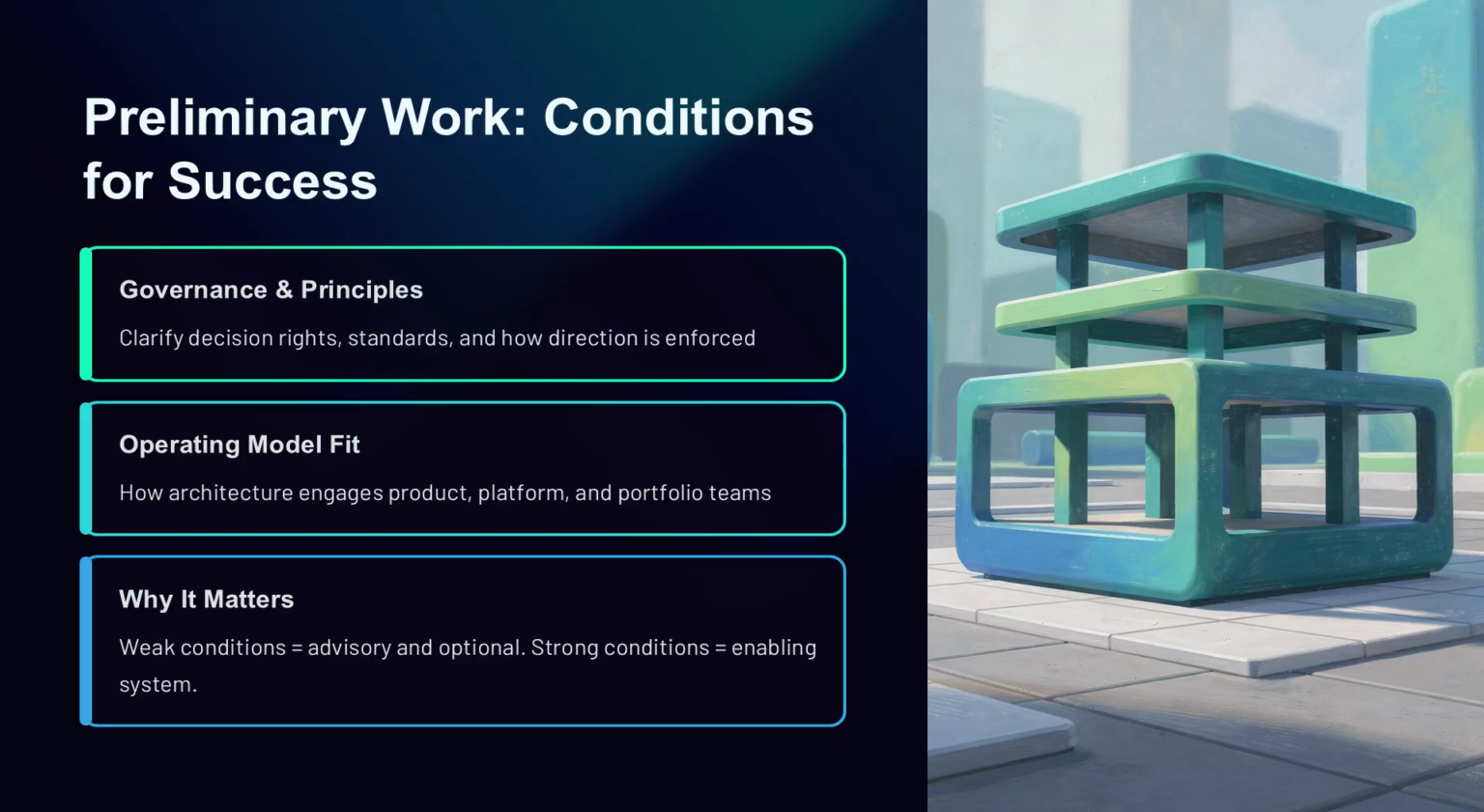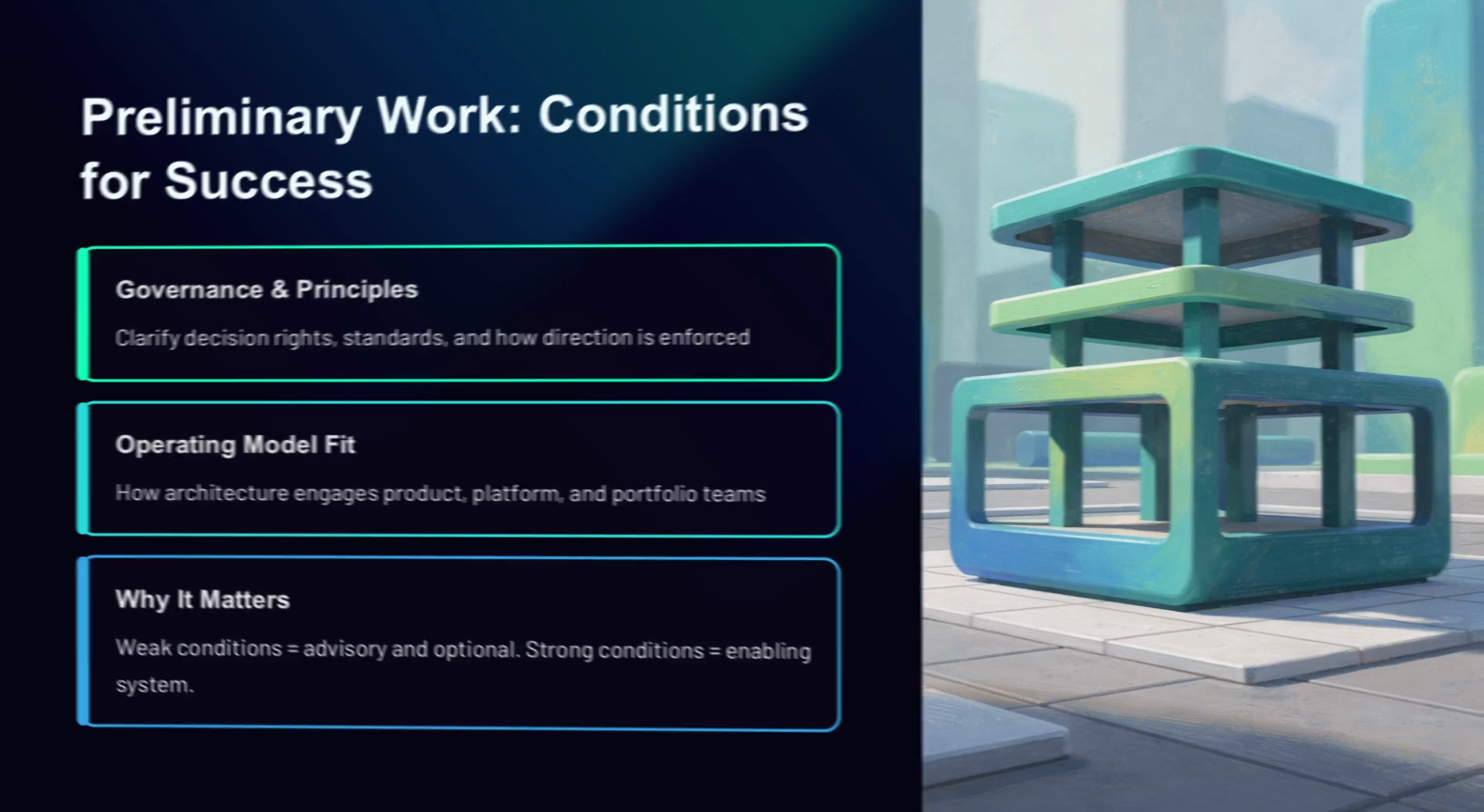When these conditions are weak, architecture becomes advisory and optional, which leads to drift. When these conditions are strong, architecture becomes an enabling system that helps teams deliver safely. This is why the early part of the architecture development method is leadership heavy, because it is about building the organizational capability to make architecture work.